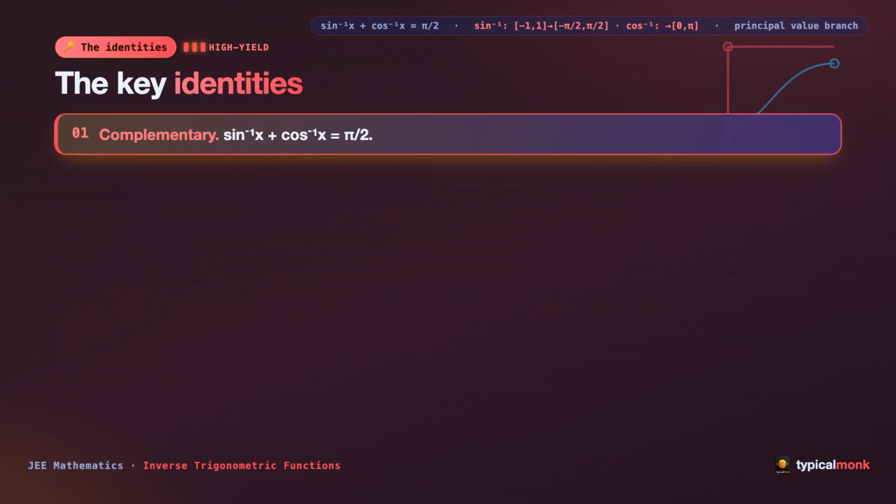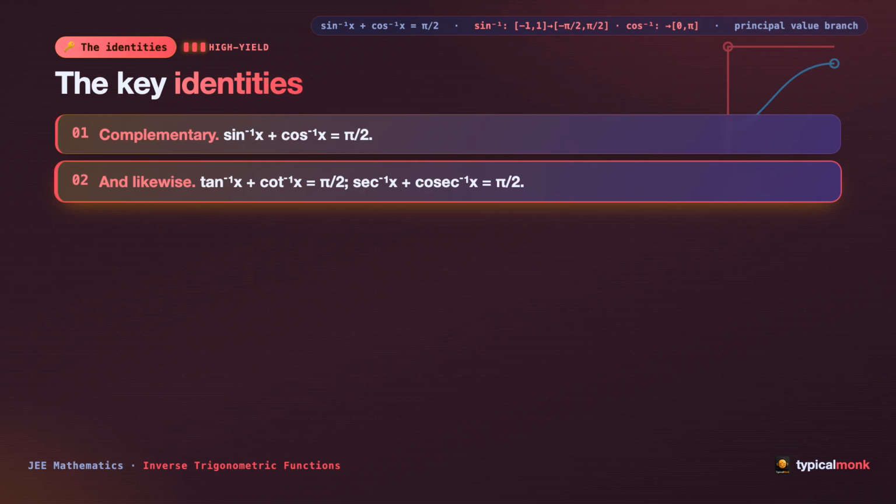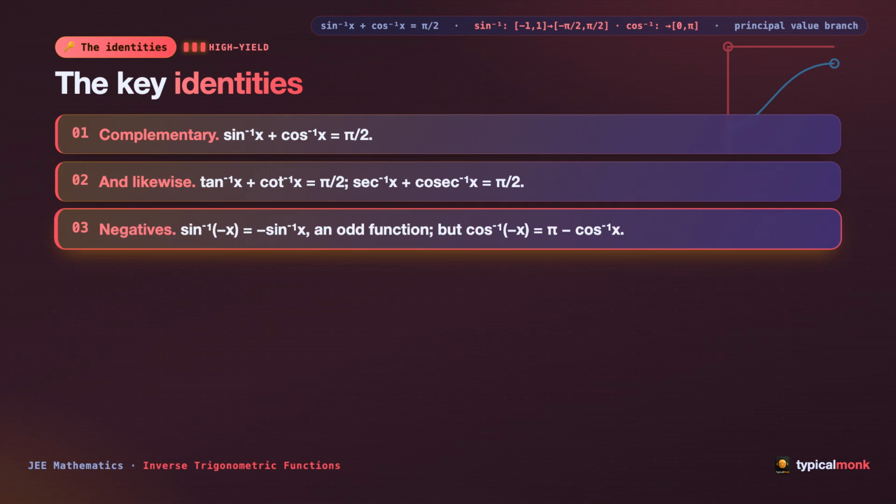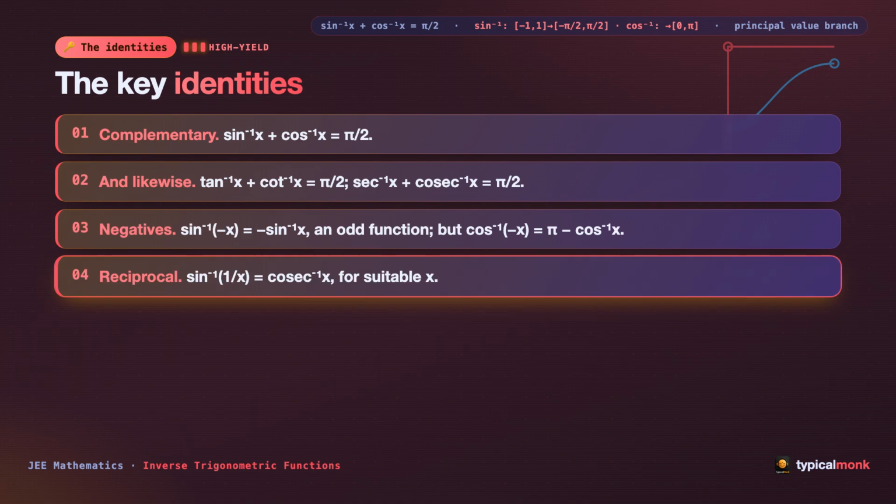Now the identities that earn marks. The complementary one, sine inverse x plus cosine inverse x equals pi by 2. And likewise, tangent inverse plus cotangent inverse equals pi by 2, and secant inverse plus cosecant inverse equals pi by 2. Negatives. Sine inverse of -x equals minus sine inverse x. It is an odd function, but cosine inverse of -x equals pi minus cosine inverse x. Reciprocal. Sine inverse of 1 over x equals cosecant inverse x for suitable x.